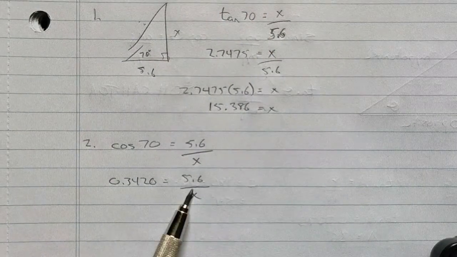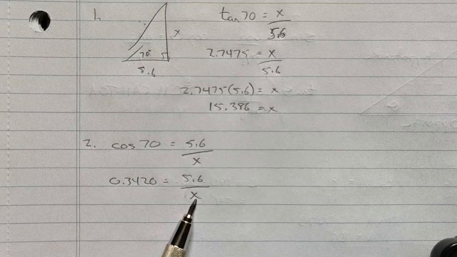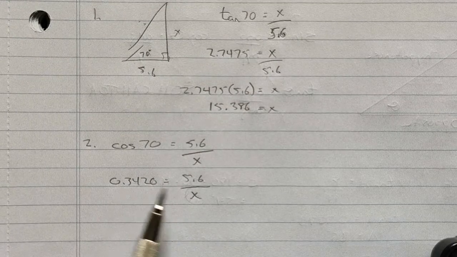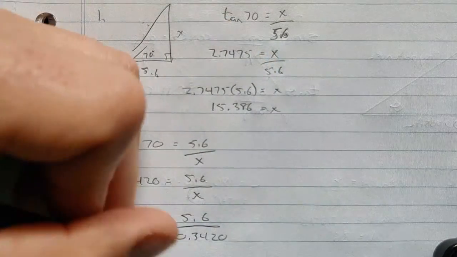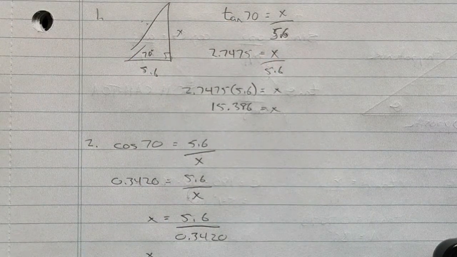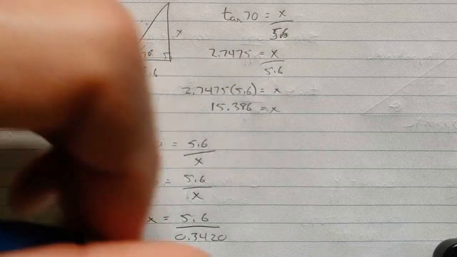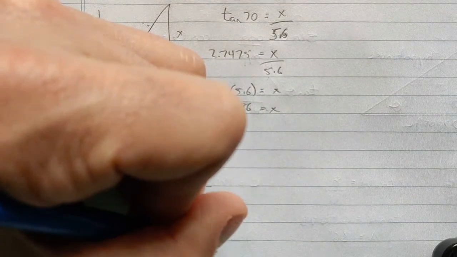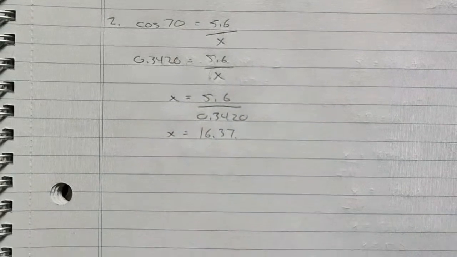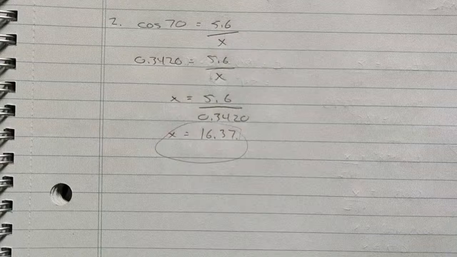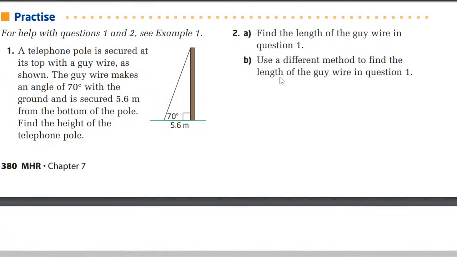Whenever you have an x on the bottom, the easy way to do it is to move the x up, and then you move this down. So I just switch the two in one step. We get 5.6 divided by 0.3420, and that gives us an x, or a guy wire length, of 16.37. So there's our guy wire length. And now it said in part B here, use a different method to find the length of the guy wire in question 1.